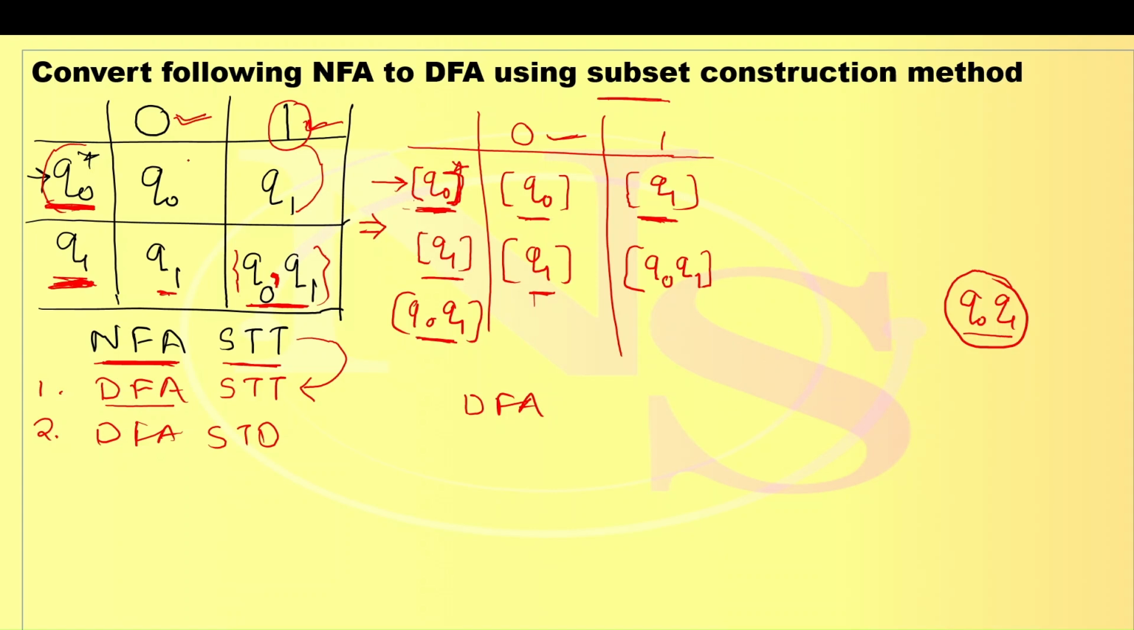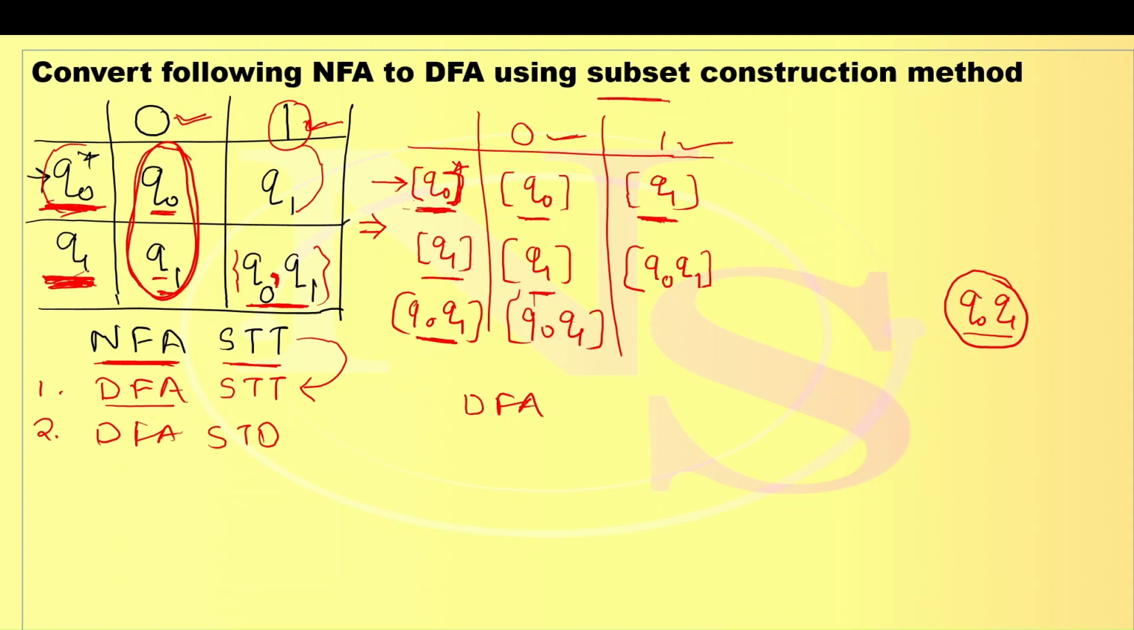Q0, Q1 on 0 means the first column. So I am just making the circle. These are the values q0, q1 on 0 going to this q0, q1. So again I am combining here q0, q1, again in subset notation.